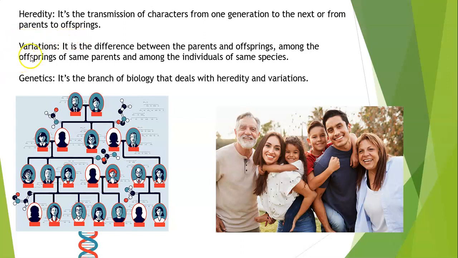At the same time, we have variations. It is the differences between the parents and the offspring, among the offspring of the same species and among the individuals of the same species. Have a look at this image here. It's a picture of a family. You can see that individuals from one generation to another, though they belong to the same family, are showing a number of differences. They are not identical to one another. And genetics is a branch of biology that deals with heredity and variation.